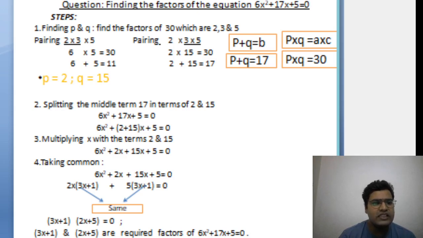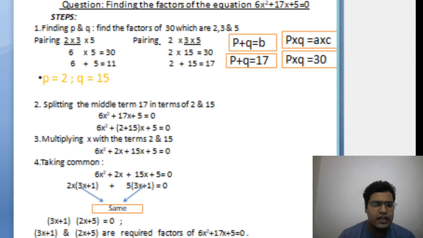So we are going to use these values, constant P equals 2 and Q equals 15, in our upcoming steps. And in the second step, what we are going to do is split the middle term. In the given polynomial equation, the middle term is 17, which is B. We were splitting the coefficient of x, which was B, in the previous slide. Here the coefficient of x is 17, so we will split 17 in terms of P and Q. The values of P and Q are 2 and 15.